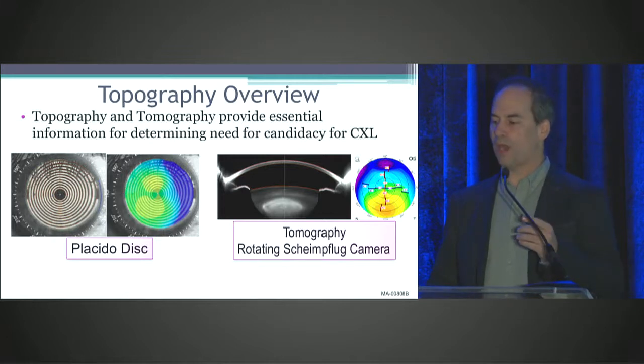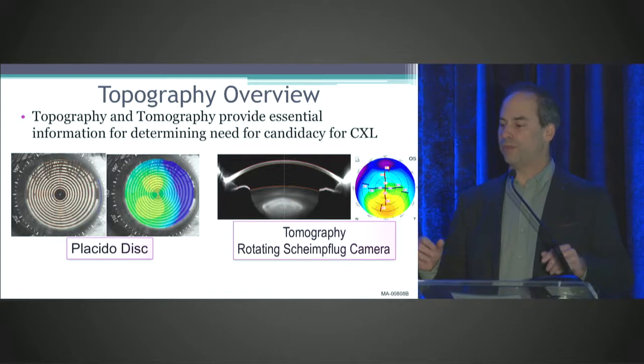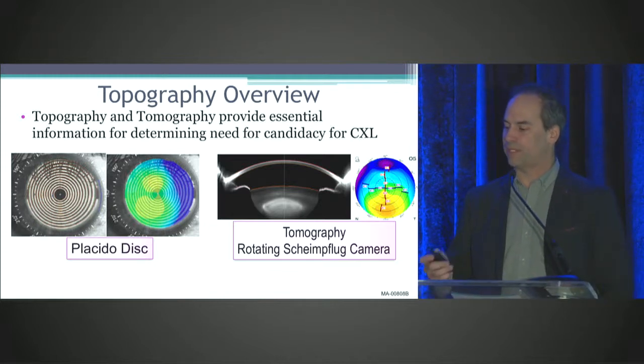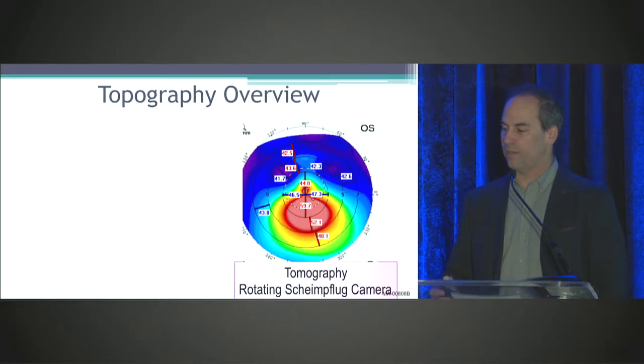So topography and tomography. Everyone's familiar with both technologies. You may, in your practice, have one or both. At our center, we have both a topographer and a tomographer. Topography, as you know, is basically reflection, versus tomography, where you have this Scheimpflug camera that rotates around and gives you a nice cross-section of the cornea, as well as the whole anterior segment. Plus, it gives you both the anterior and posterior views of the cornea, which is the critical part.